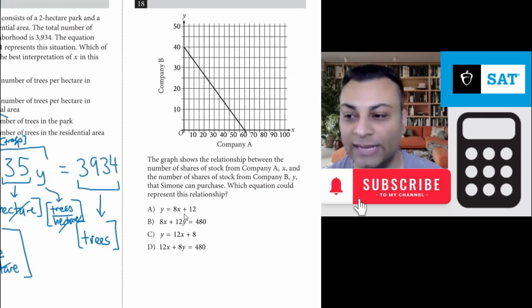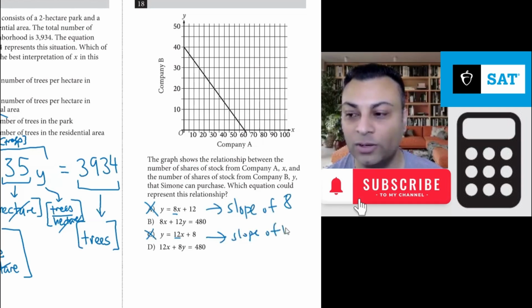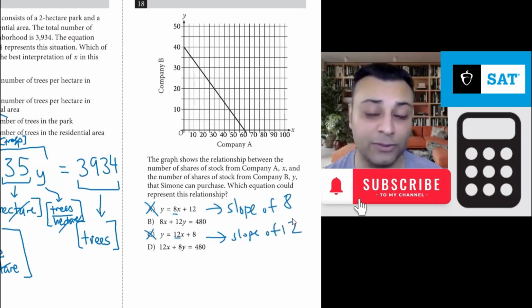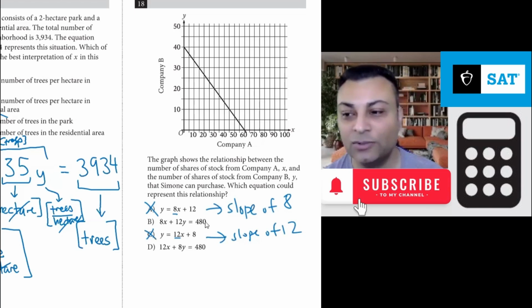Here we have y equals 8x plus 12. That's a positive slope of 8. So that's not it. Here's y equals 12x plus 8. Positive slope of 12, not it. But by that I mean this line has a slope of 8, and this line has a slope of 12, and these are positive numbers, so this can't be it. So it's down to one of these two.